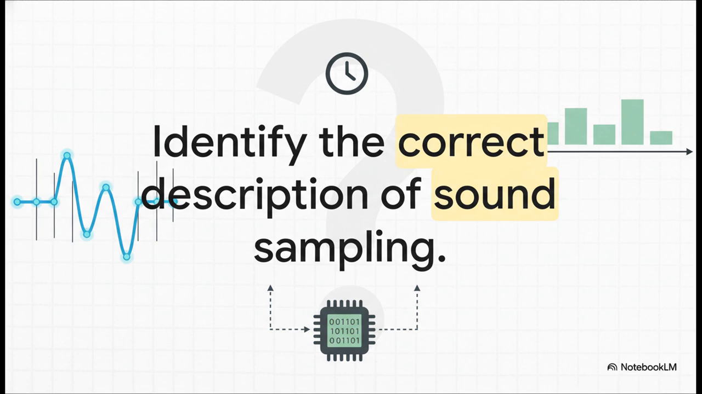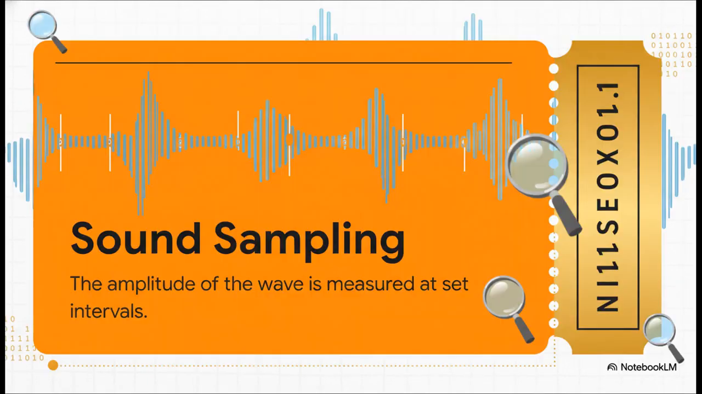Now, you'd usually see 4 options here. The real trick is to not get fooled by the ones that sound kinda right. You gotta find the one that is absolutely, technically perfect. And boom, this is the one. This is the golden ticket. The right answer is, the amplitude of the wave is measured at set intervals.